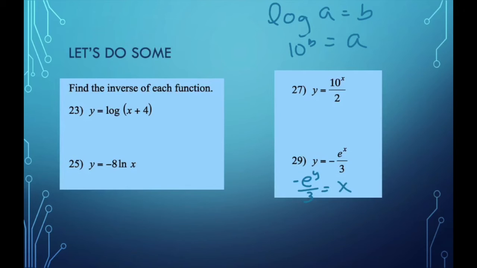I'm going to move the 3 and the negative to the other side, right? So I'm going to have e to the y is going to equal negative 3x. Please ask me questions. Now, what's the opposite of e? ln. Okay? ln, what equals what? e to the ln negative 3x.